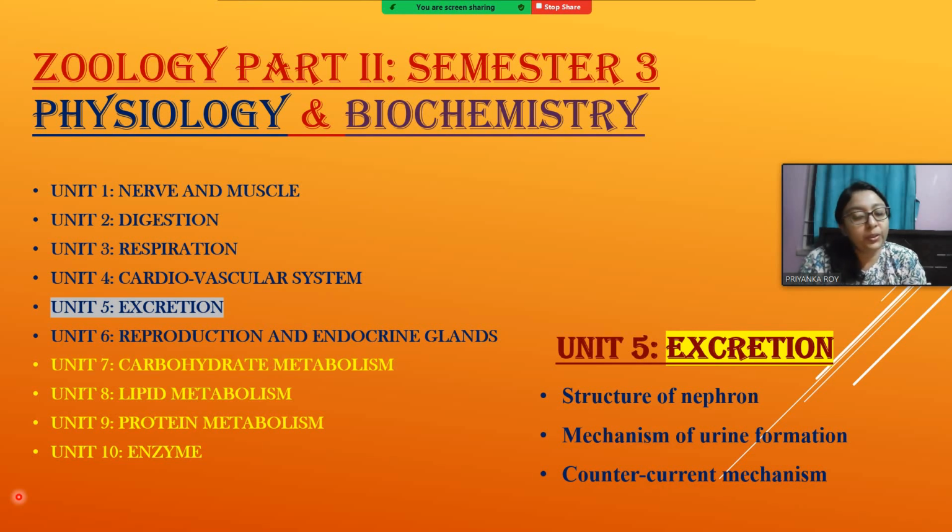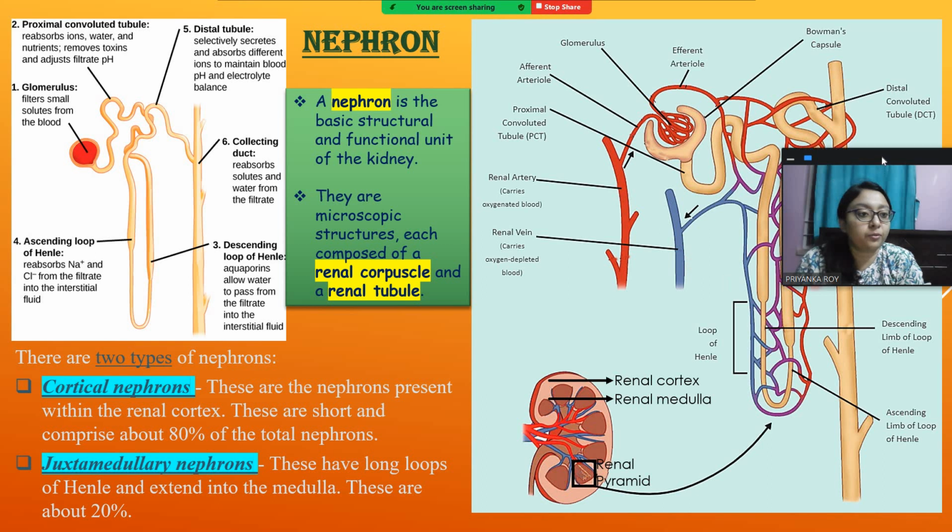Hello everyone. So today let us start with Unit 5 of Semester 3, that is excretion. In excretion we are covering the structure of the nephron, the mechanism of urine formation, and the counter current mechanism. So let us start with the structure of the nephron.